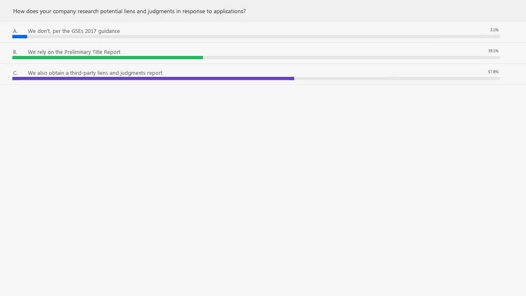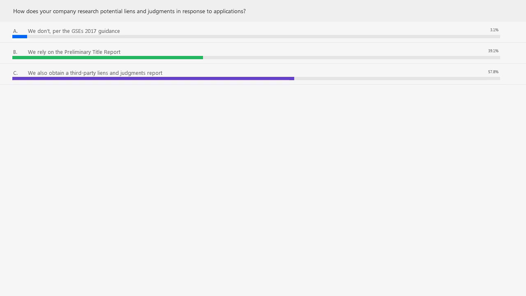And there it is. Most people are obtaining a third-party lien and judgments report. What do you think? That's actually a pleasant surprise. Here I expected the numbers to be closer to that 60-40 split that we saw on the initial one. It's about the same, but there are people who are relying on these third-party reports. And so that as we get into the next topic, I think you'll see that that's a good practice. So thank you, Mary.